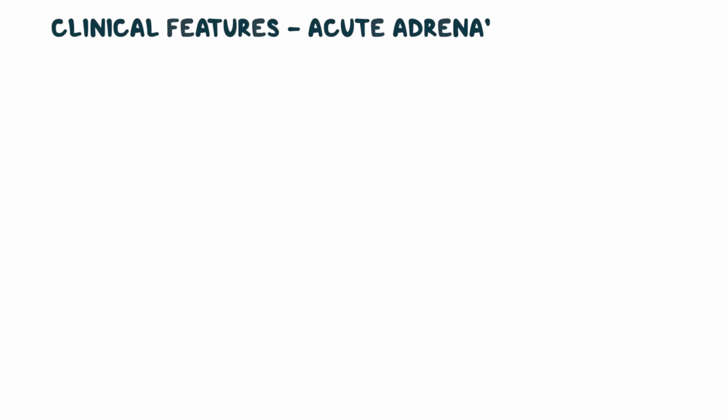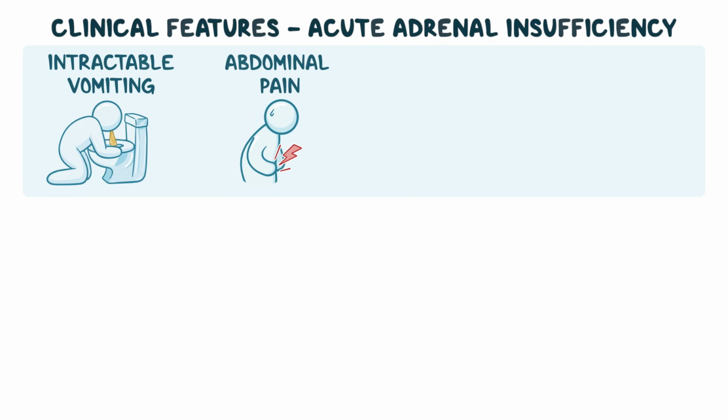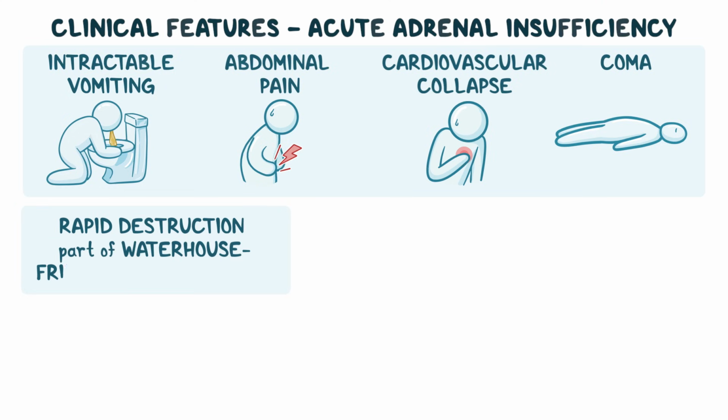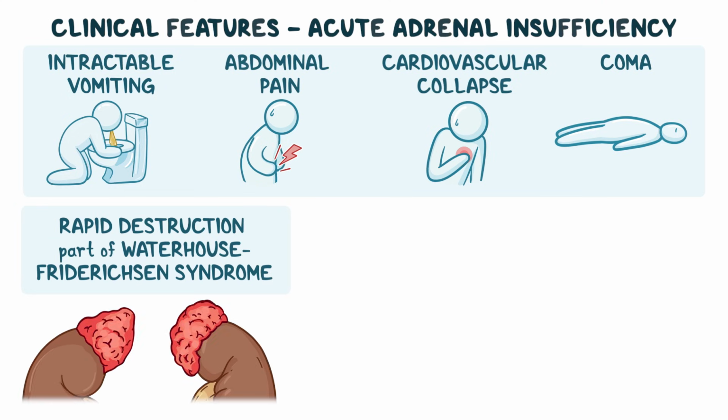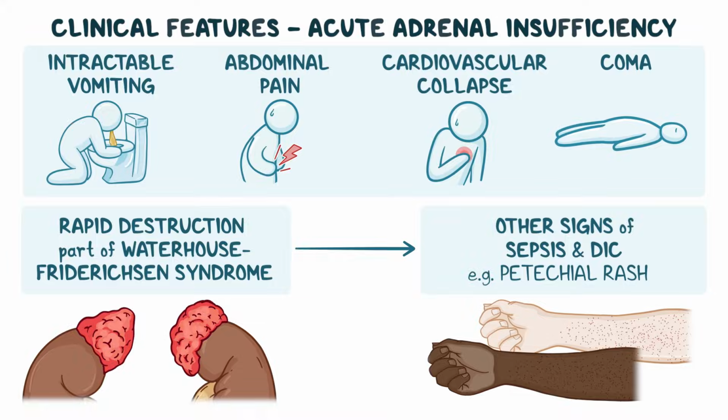Now, moving on to clinical features. In acute adrenal insufficiency, rapid destruction of the adrenal cortex typically results in intractable vomiting, abdominal pain, as well as cardiovascular collapse and coma. And since this rapid destruction can occur as part of Waterhouse-Friderichsen syndrome, it's important to watch for other signs of sepsis and disseminated intravascular coagulation, such as petechial rash.